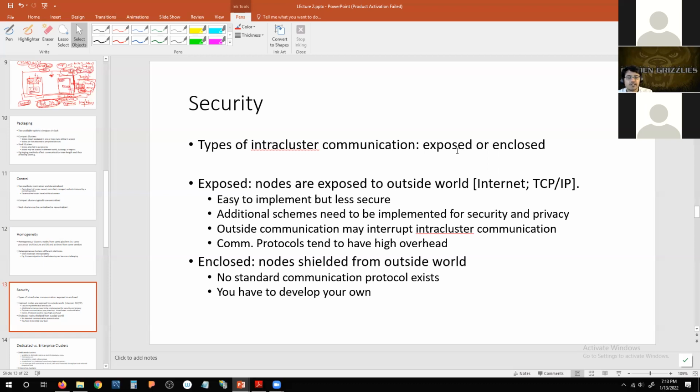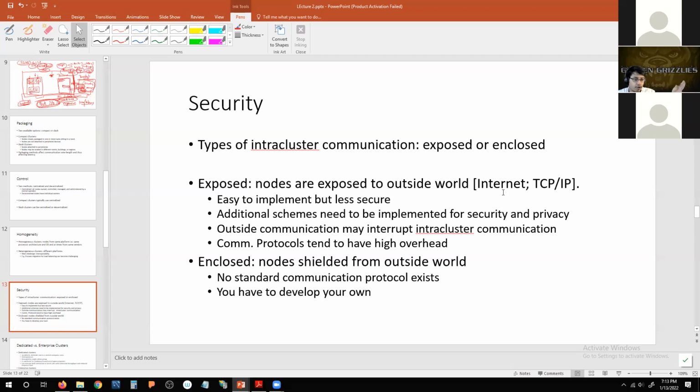By exposed means that you are using the TCP/IP protocol, or Internet Communication Protocol, in order to allow these devices to communicate with each other. So the moment you use IP routing, that means that the internet has access to these cluster machines as well. As a result, the devices or nodes outside of the cluster can also ping these machines.